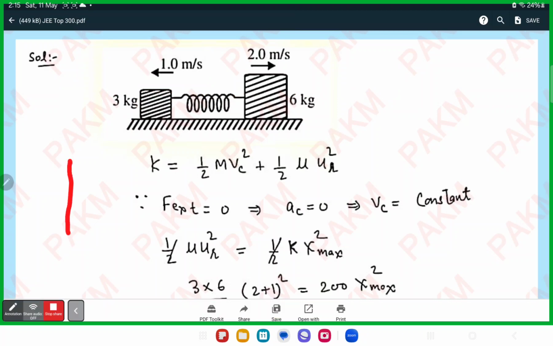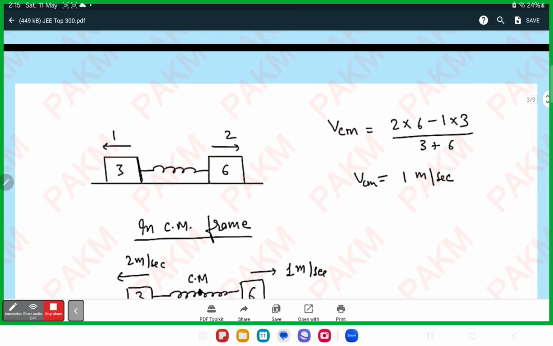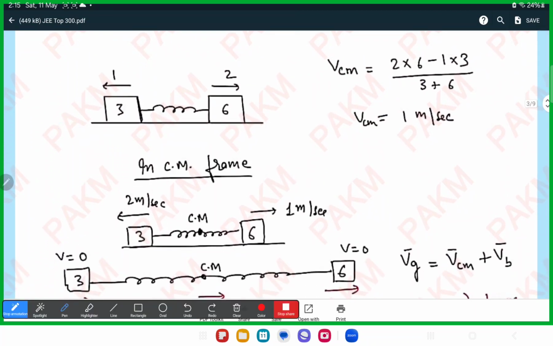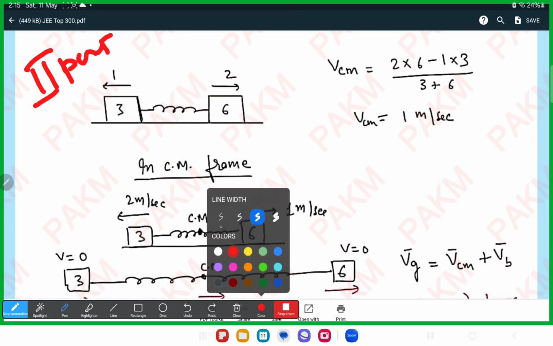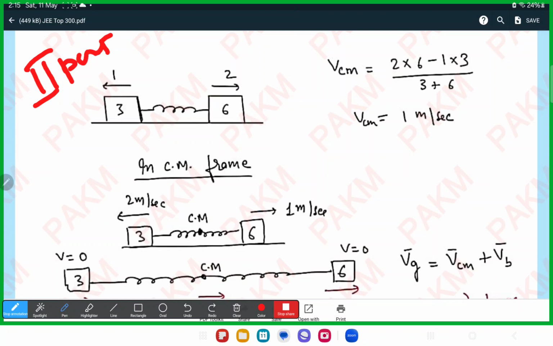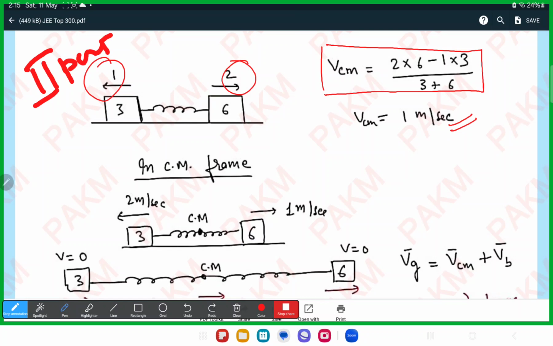Now the next important thing is the second part. Let's quickly see the second part. For the second part, let's calculate the center of mass velocity. Center of mass velocity is m1 v1 minus m2 v2 over m1 plus m2, because both are in opposite directions. So that is the center of mass velocity we got.